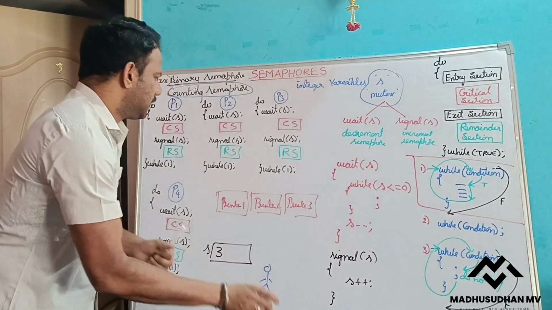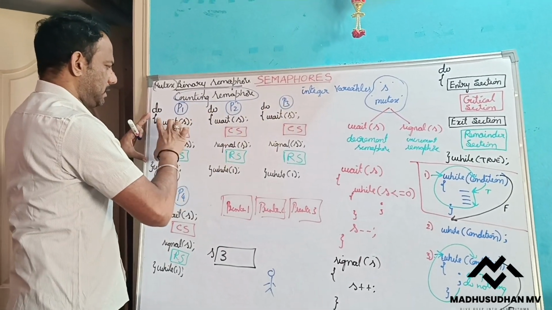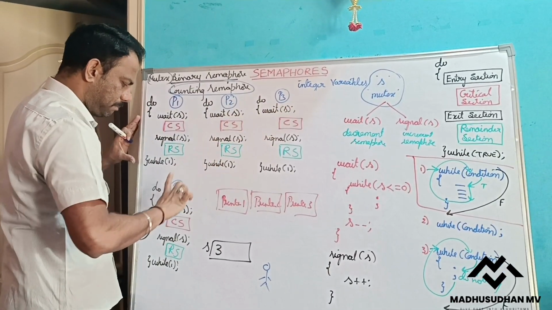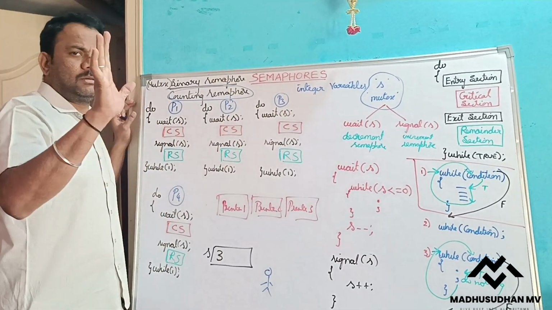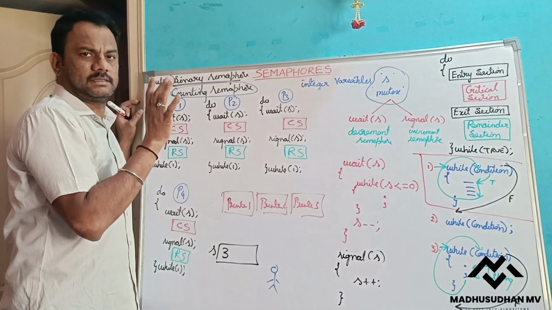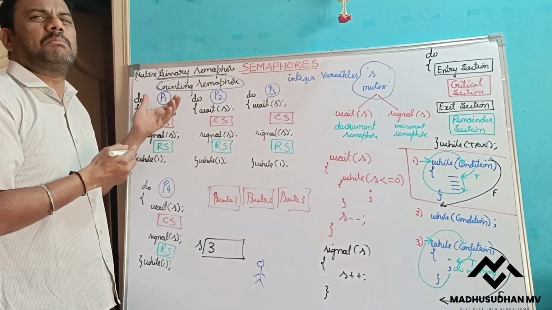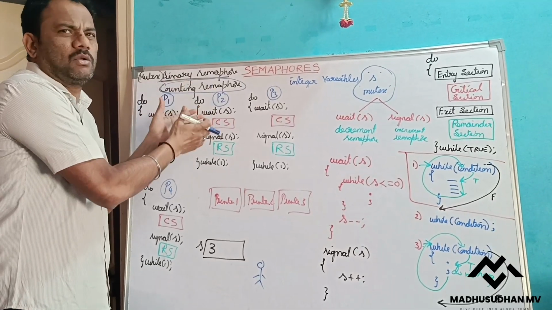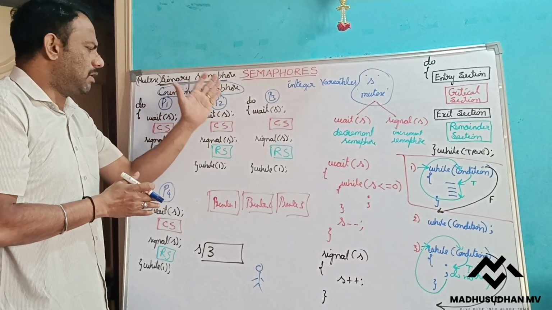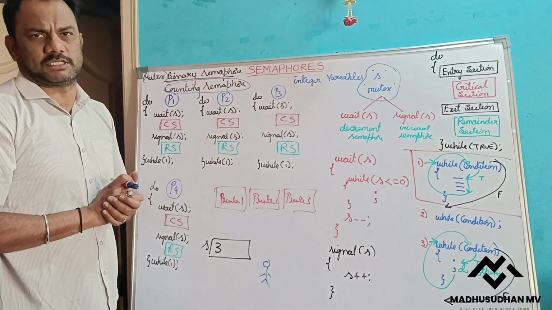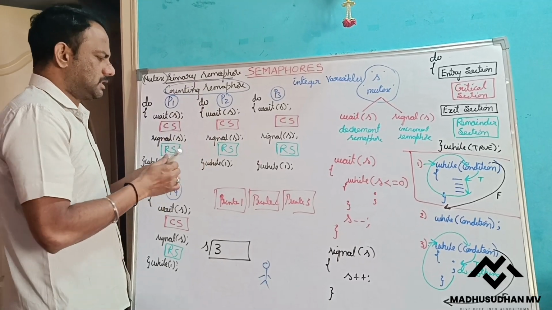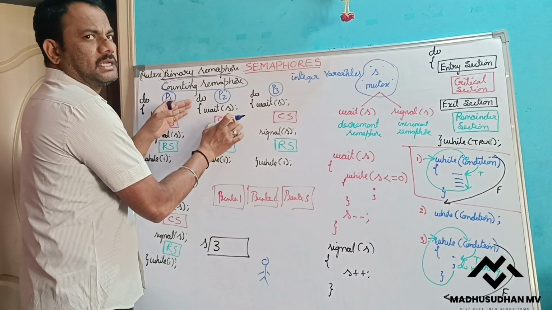Assume 4 processes are in the race: P1, P2, P3, P4. You can take any one of them first. For example, assume P2 comes first. Now it wants to enter into the critical section.